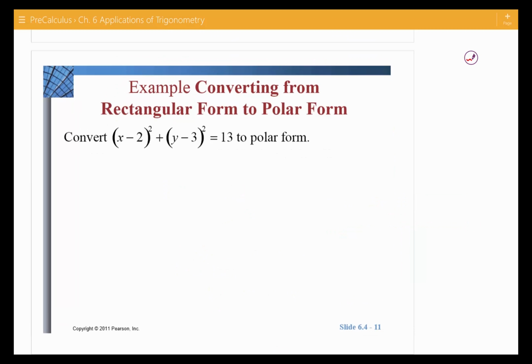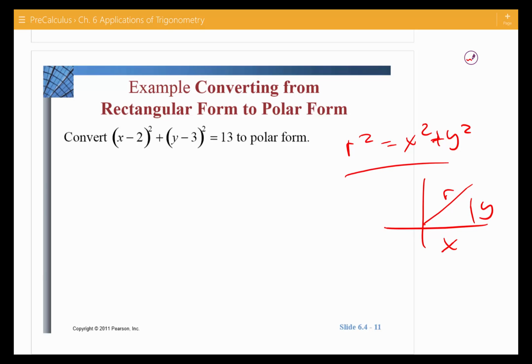Okay, this one's a little bit tougher. This is a circle obviously, but we want to go back the other way and convert it into polar form. What we can do is FOIL this out and look for x squared plus y squared, because we know that r squared equals x squared plus y squared according to our triangle that we drew, where this was x, this was y, and this was r. The Pythagorean theorem gives us this relationship. So we can FOIL this out and look for that x squared plus y squared and replace it with r.